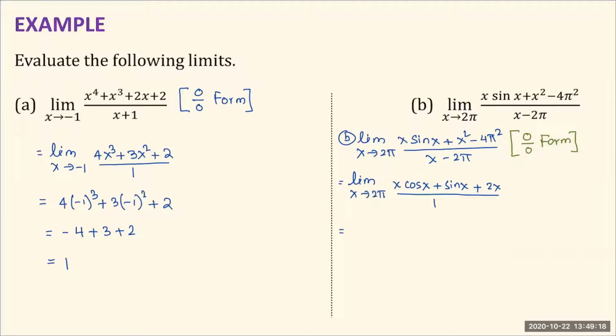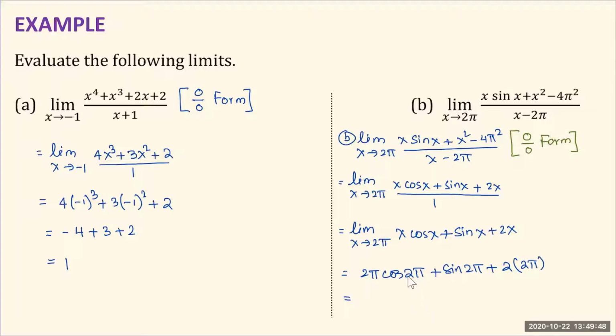So this is equal to the limit as x approaches 2 pi of x cosine x plus sine x plus 2x. When you divide by 1, that's what you will get. So let's plug in. x is 2 pi, then cosine 2 pi plus sine 2 pi plus 2 times 2 pi.